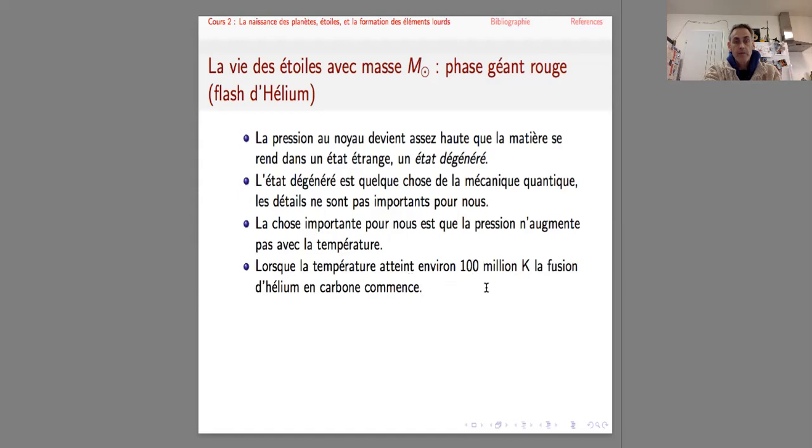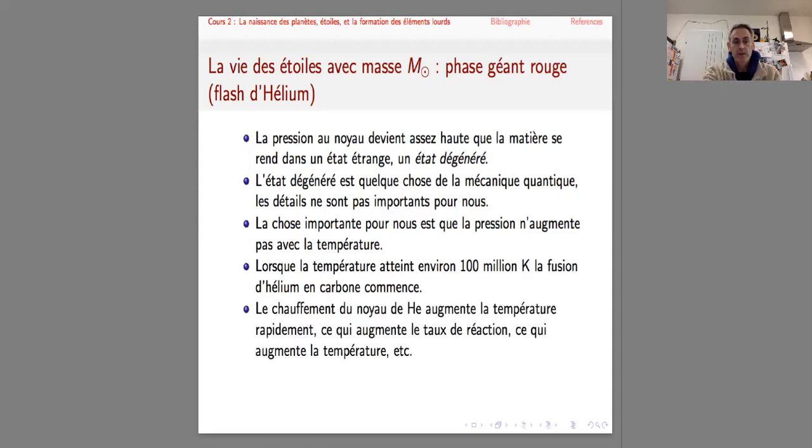And as a result, when the temperature reaches 100 million Kelvin, helium is converted into carbon via nuclear fusion. You have enough energy to start this nuclear fusion reaction. It's called the triple alpha process. I have it on the diagram on the next slide, but let me continue the story here.